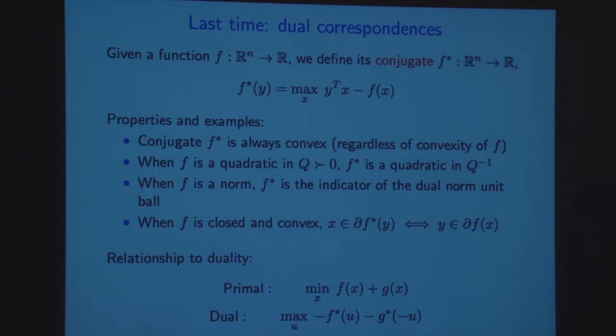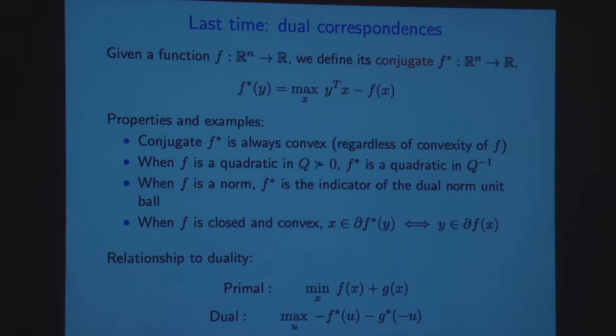Some of its properties: the conjugate was always convex, regardless of the convexity of f. It's a pretty interesting property of the conjugate function. It comes from the fact that it's just a pointwise maximum of convex functions in y. Each of these functions, we might call g sub x of y, as a function of y, is just an affine function. So the pointwise max is always convex.